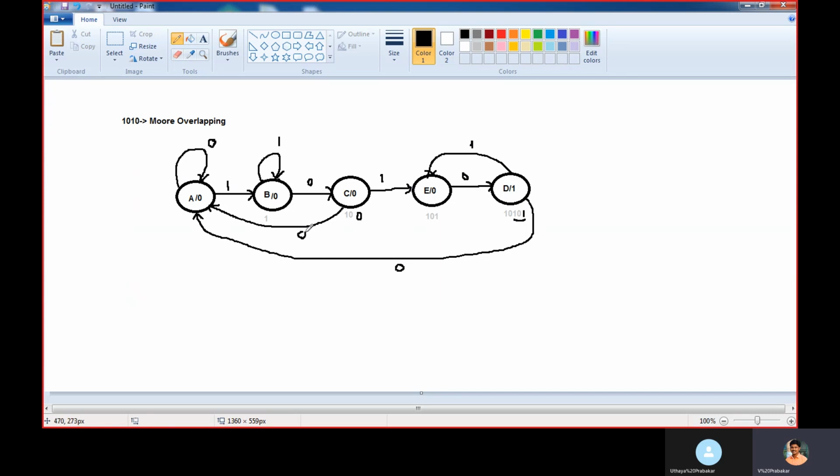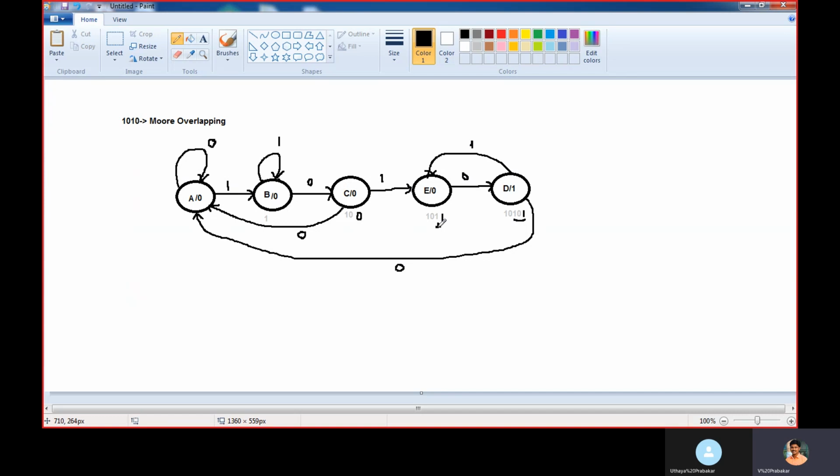For the input 0, again it will check for 1. If it is 1, it will move here. If it is 0, then it will move here. If it is 1, it will move here. Assume that we are in this E state. That means we are receiving this 1 0 1. If the next input is 0, we are moving to D. Else, if instead of this 0 we receive 1, where do we need to move? Again we need to check.